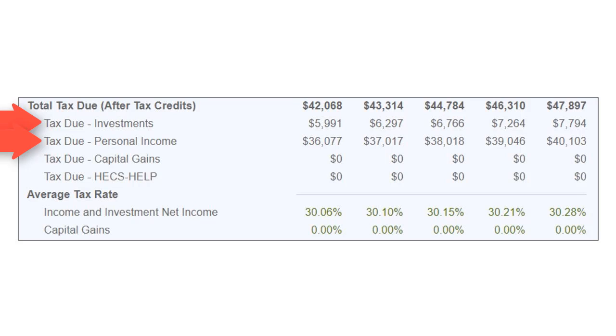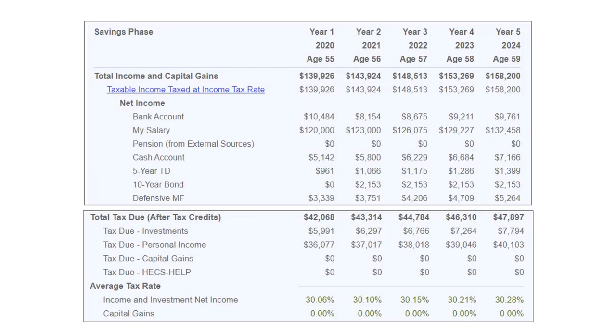The tax due on investments is deducted from the transaction account at the end of the year in which the tax liability occurs. This is an example of the tax estimator for this plan. The tax estimator is found on the chevron Reports.